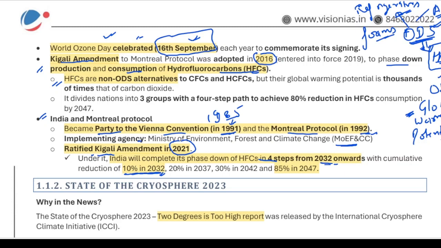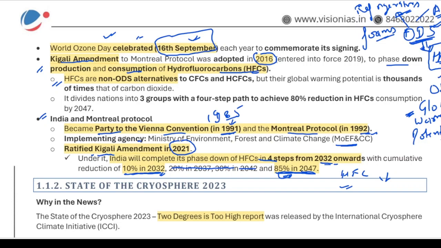The rest of these details will not be asked, because they are very irrelevant. But this thing can be asked: by 2047, by the time we celebrate 100 years of our independence, 85% of the HFCs should be phased down. I hope you get the concept of the ozone layer and all the things related to it.